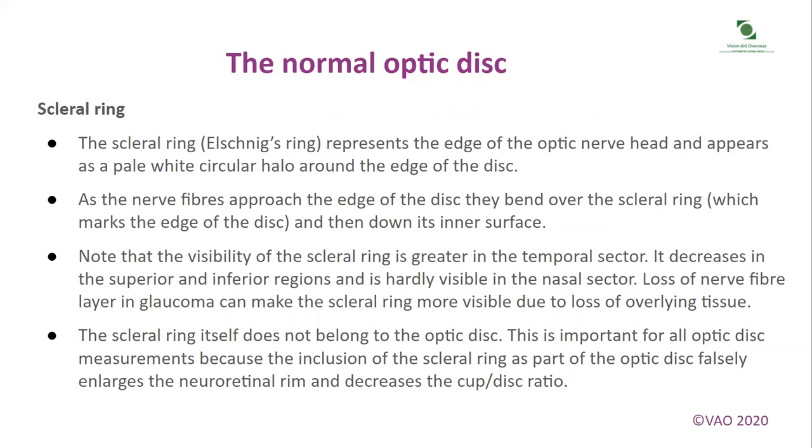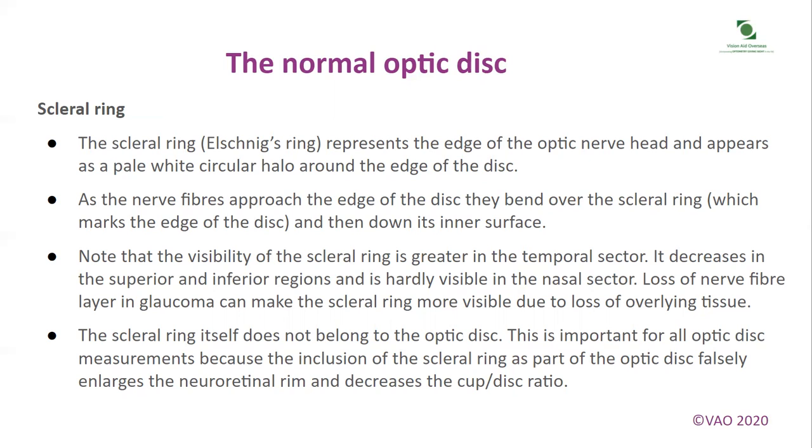Note that the visibility of the scleral ring is greater in the temporal sector. It decreases in the superior and inferior regions and is hardly visible in the nasal sector. Loss of nerve fiber layer in glaucoma can make the scleral ring more visible due to loss of overlying tissue.